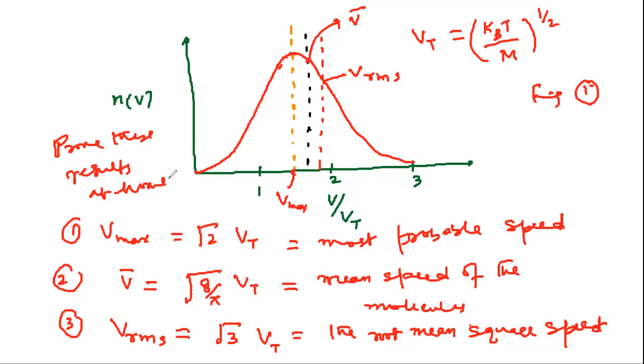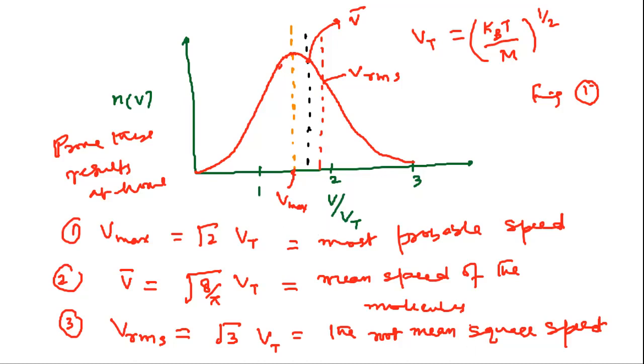Mean speed of the molecules is square root of 8 by pi times v subscript t, where v_t we have represented as (k_B T by m) raised to the power half, and root mean square speed is square root of 3 times v subscript t.